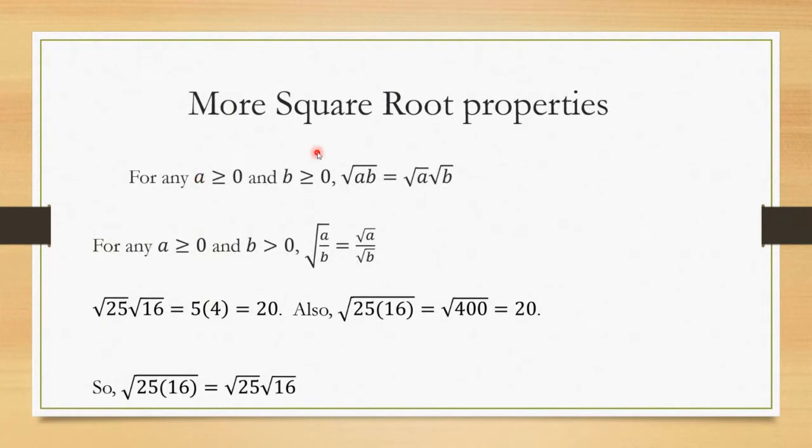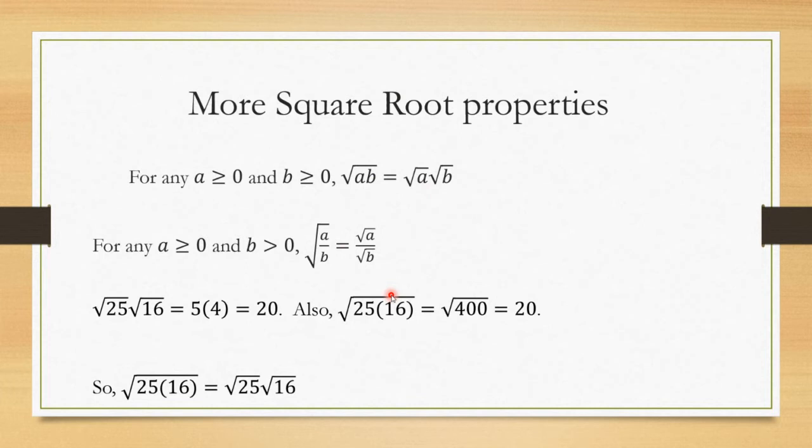For any two non-negative real numbers, the square root of a product is the product of the square roots. So the square root of a product is the product of the square roots. It's compatible with multiplication. Same thing with division, except you need the denominator to be strictly positive, the radicand that is, because you don't want to have 0 in the denominator. So we have those properties, and I'm just demonstrating the first one with 25 and 16.